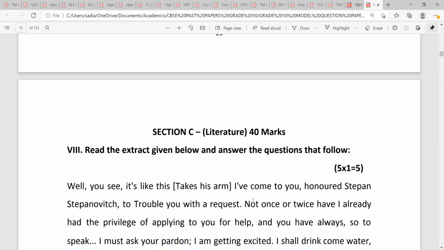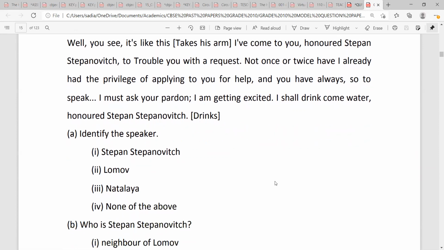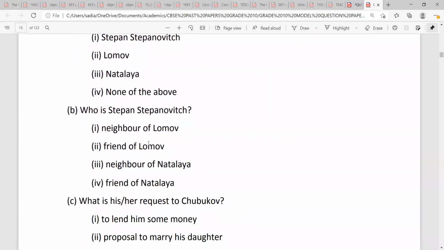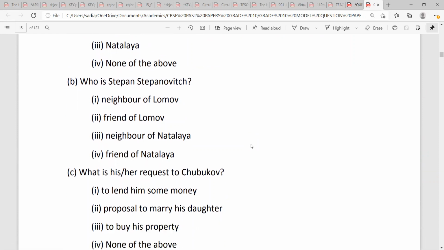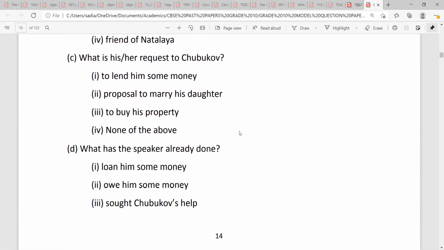Let us proceed to the literature section. The passage is given. Read the passage carefully. Identify the context or the lesson from where it is taken. Look at the names. The names will definitely give you a hint if the context is not very familiar. Who's the speaker? Who's the person? Read the question carefully. Go back to the passage.